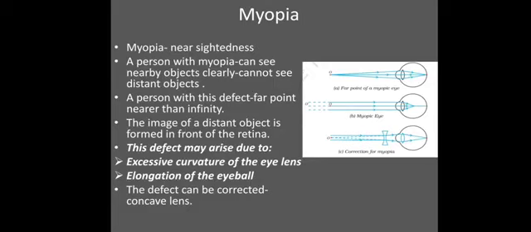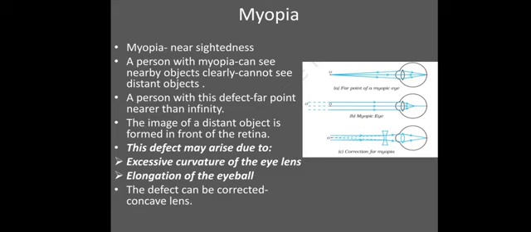In a myopic eye, the image of a distant object is formed in front of the retina and not at the retina itself. Look at diagrams A and B, and you would find the difference. In the second diagram you could see where the image is formed. The image of the object is supposed to be formed on the retina, but in this case it is formed in front of the retina.